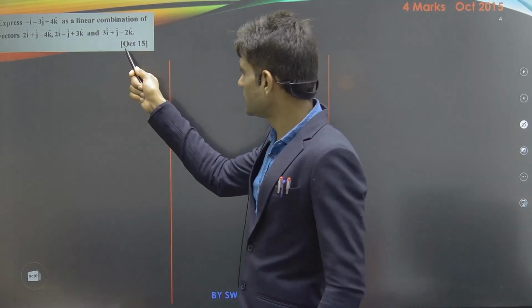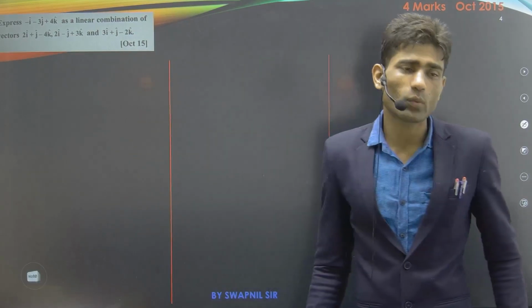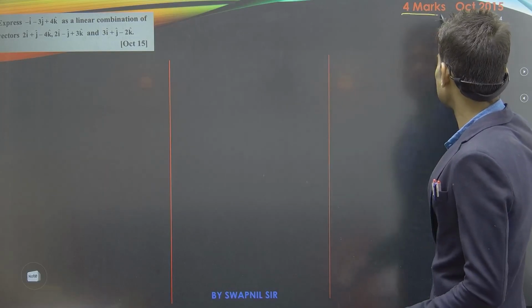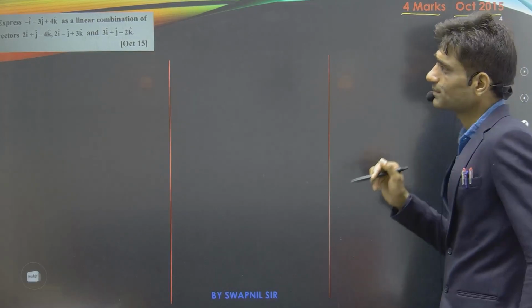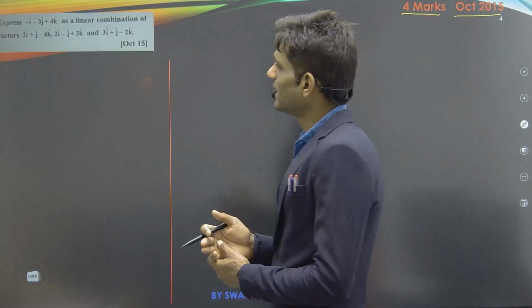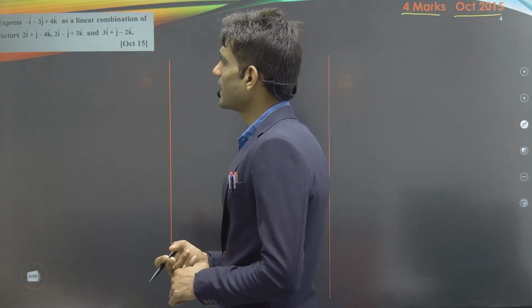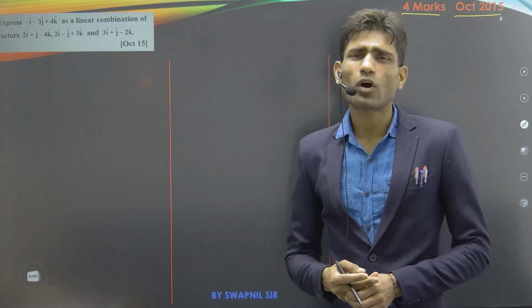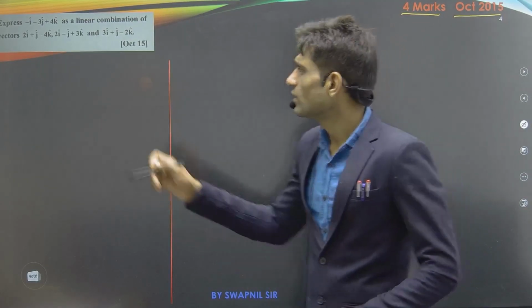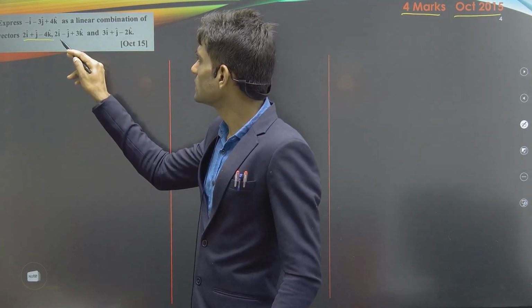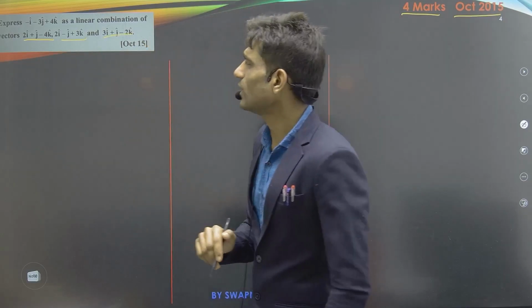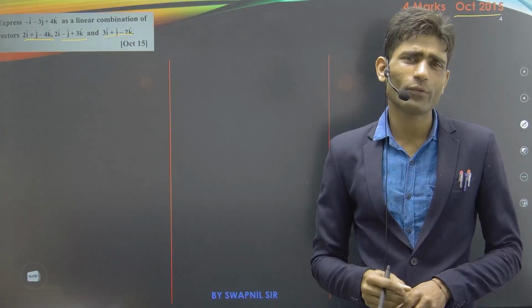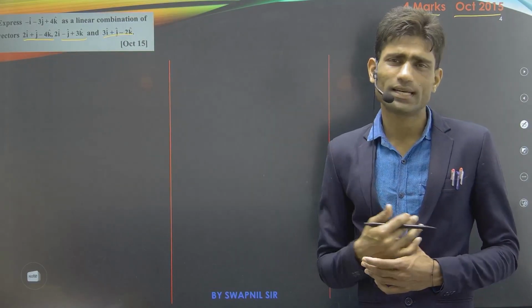Next example, which is from the October 2015 board exam. It asks for 4 marks. The question says: express minus i cap minus 3j cap plus 4k cap as a linear combination of a first vector, second vector and third vector. So we have 3 vectors. We have to write the linear combination of one vector which is equal to some other vector.